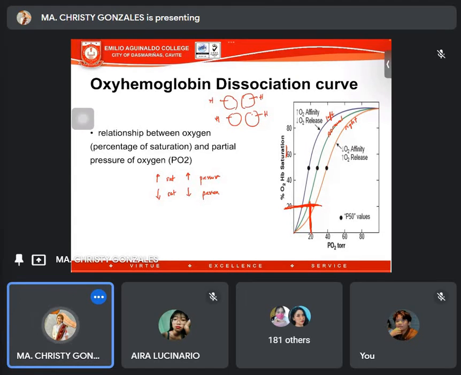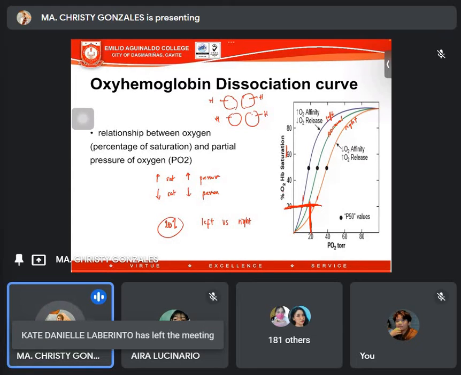Okay, this is the left, this is the right. So, kapag shift to the right, mas mataas, same na saturation, mababang saturation. Iko-compare natin si left versus right at 20 percent saturation. Kasi percent ang saturation natin, dito naman is measured by mmHg.